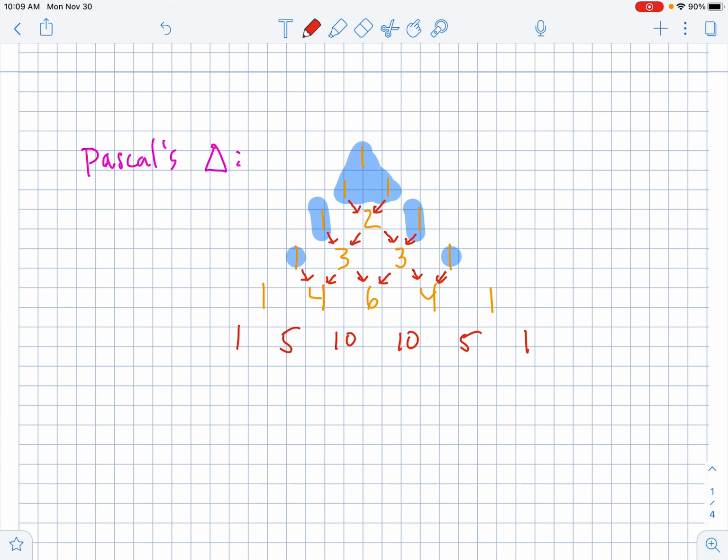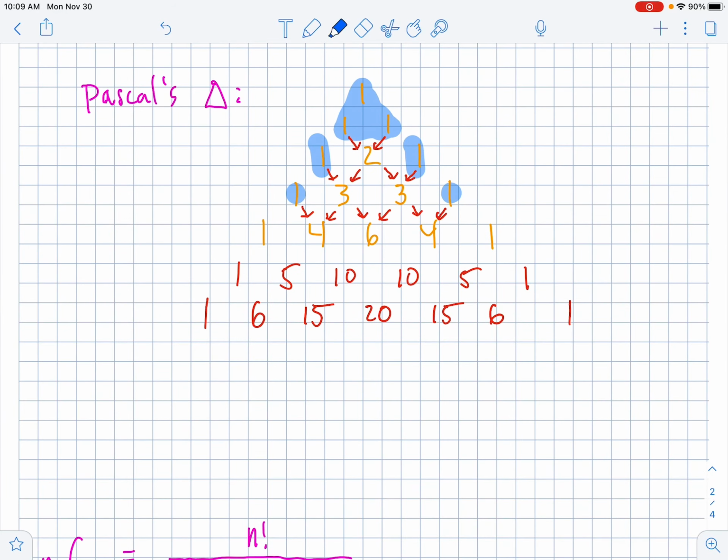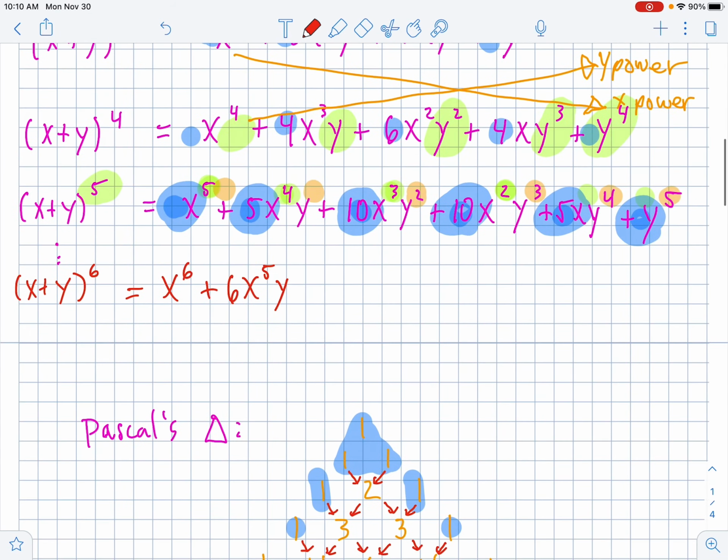So if I was to drop down to the next row in Pascal's, this would be 1, 6, 15, 20, 15, 6, and 1. You're looking at the coefficients for x plus y to the 6th. Like if I was to do x plus y to the 6th, it would start with x to the 6th. Then the next term would be like the x power dropped down by 1, but the coefficient would be 6. So it's like 6x to the 5th y, and then the next coefficient is 15. So like plus 15 x to the 4th y squared.